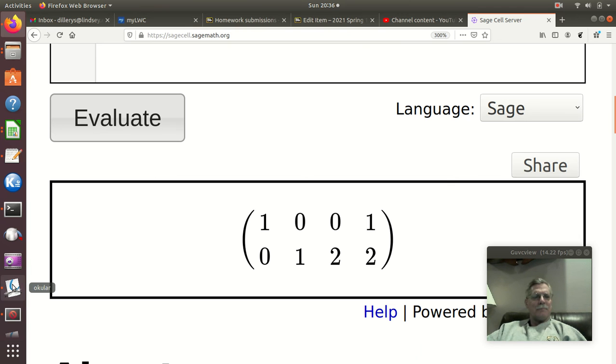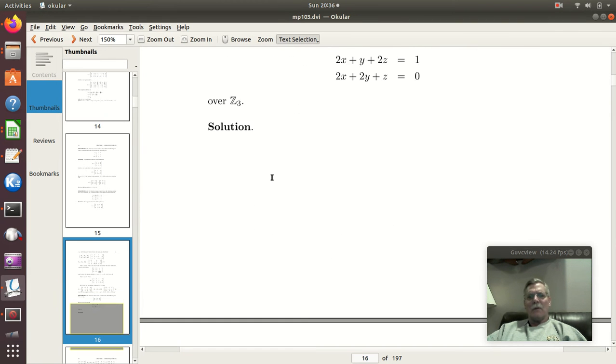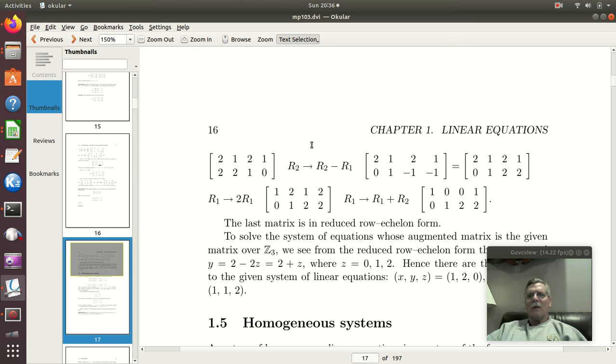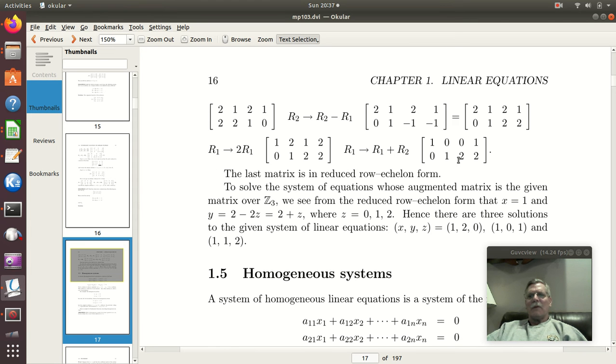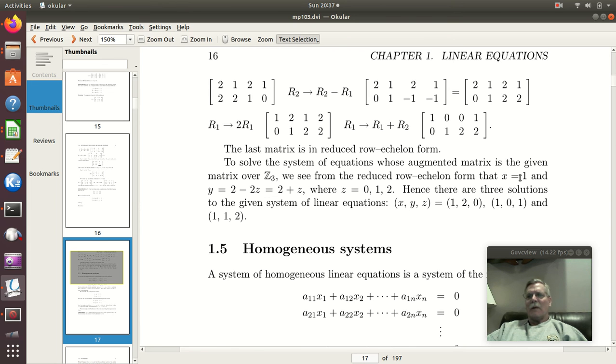And let's look at theirs. So they go through, they get the row reduction, they tell us each of the items that they used, and they get to that same place. So they say there's the reduced row echelon form, and they tell us, yep, indeed, x equals 1 right here, and then y equals 2 minus 2z.